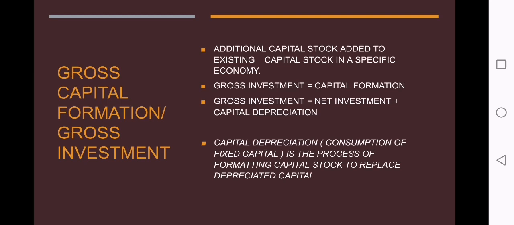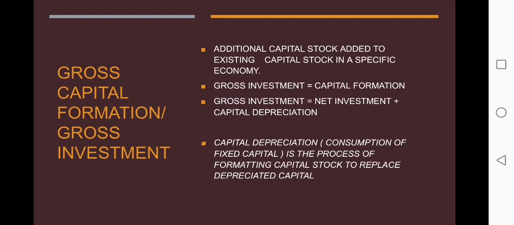Now these are some big words, but don't worry. Now gross capital formation is the formation of capital. And to find how capital forms, we are looking at the net investment and adding something called capital depreciation. Now let's look at what capital depreciation is. Capital depreciation, also known as consumption of fixed capital, is the process of formatting capital stock to replace depreciated capital.